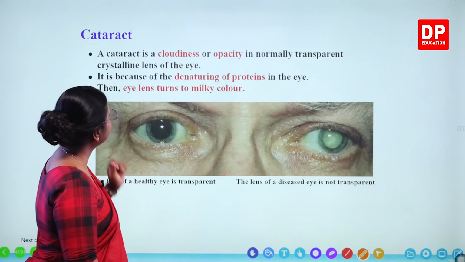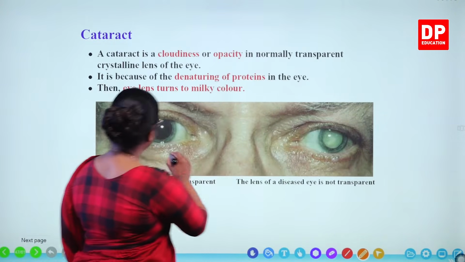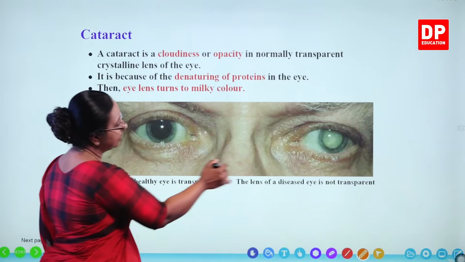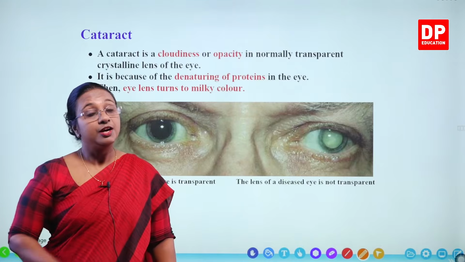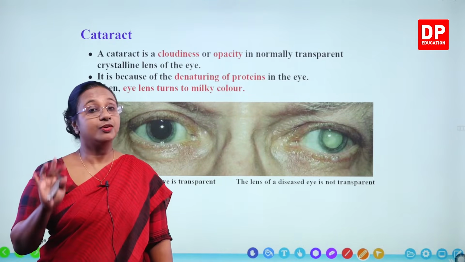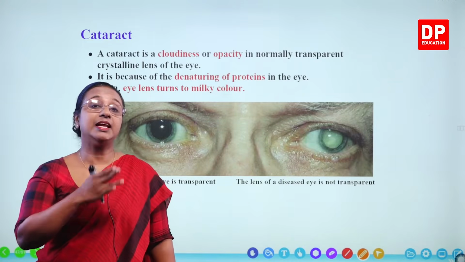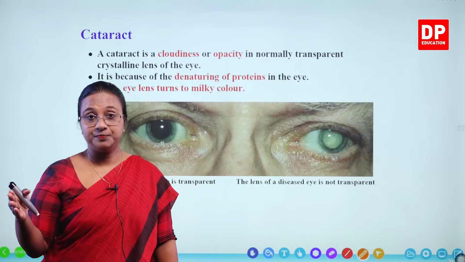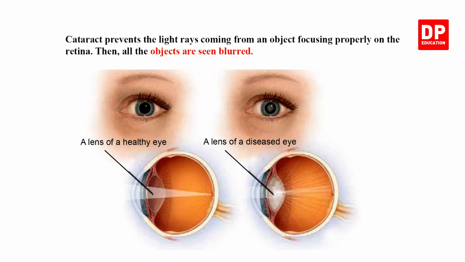Then the eye lens turns to a milky color, that is this. Here it is the transparent lens, and here this is the milky colored lens. Do you all understand that? And remember students, this doesn't happen all of a sudden. It happens gradually. So, with that, I will move on to this slide.